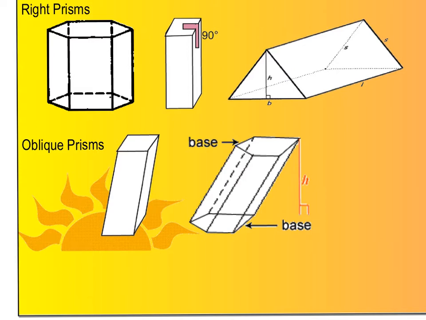There are different configurations for our prisms. We could have a right prism where the top and bottom base meet at a 90-degree angle along the edge, or we can also have an oblique prism where the top and bottom base aren't directly over each other. They have to drop down to form the height on the outside of the figure.